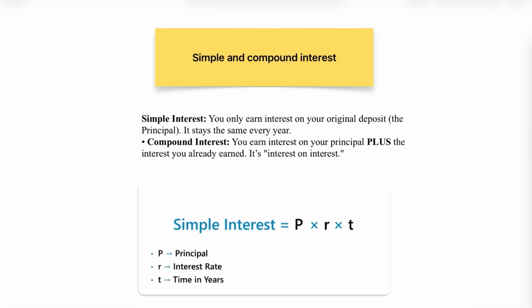Now, let's move on to simple interest and compound interest. Simple interest is where you only earn interest on your original deposit, which is the principal. It stays the same every year, while compound interest is the interest earned on your principal plus the interest you've already earned. It's interest on interest. Now, these are probably very confusing, so let's look at the formulas.